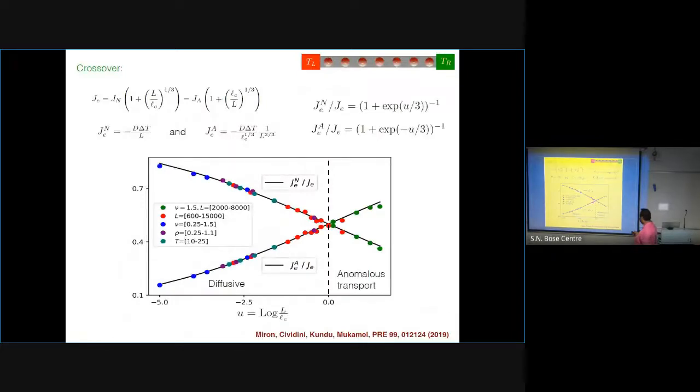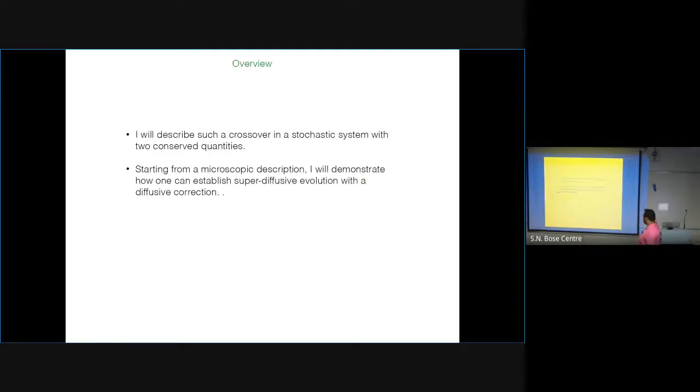I just wanted to remind you of this behavior, this work, but this is the main thing that I wanted to talk about. Such a crossover can also be observed in a simpler system, where you have only two conserved quantities. The previous system had three conserved quantities, and in this case, this anomalous transport usually suggests super-diffusion. If you consider a localized pulse, it will have super-diffusion. So in this model, I'll derive a super-diffusion equation for an energy pulse. So how can one establish the super-diffusive evolution with a diffusive correction?